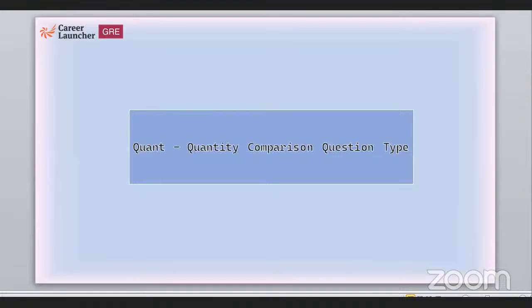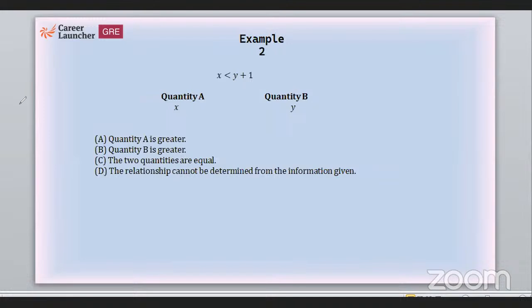So starting with the first one, in which we have the quantity comparison question type. Now, what kind of question we get in this is, you see this. They'll always be providing you some additional information, and you have to compare these two quantities. You have to tell which quantity is going to be greater, and you have four standard options for every quantity comparison question. So you will mark the answer as option A if quantity A is always greater, you'll mark the answer as option B if quantity B is always greater, you'll mark it as C if both the quantities are equal, and you'll mark it as D if you cannot find the relationship between them.